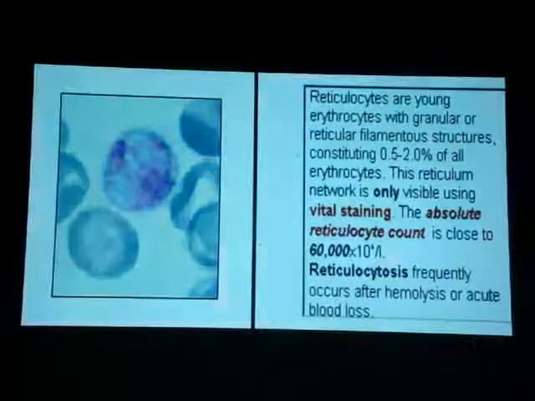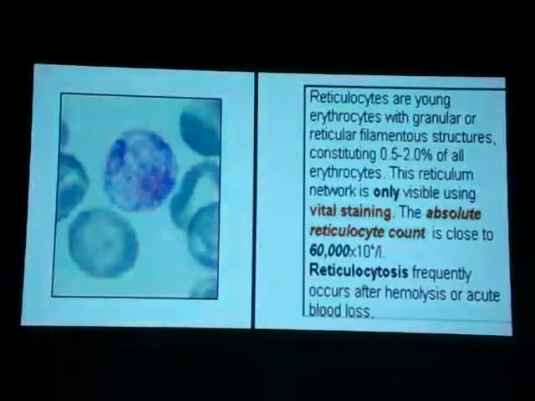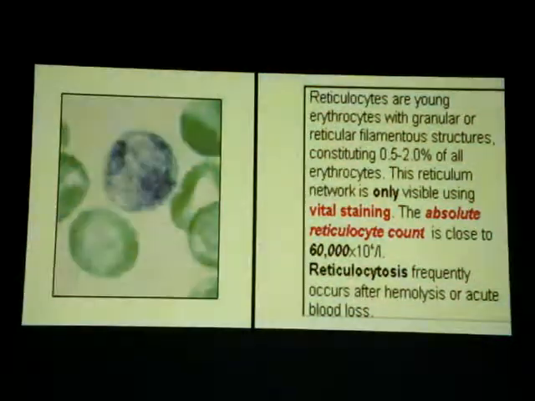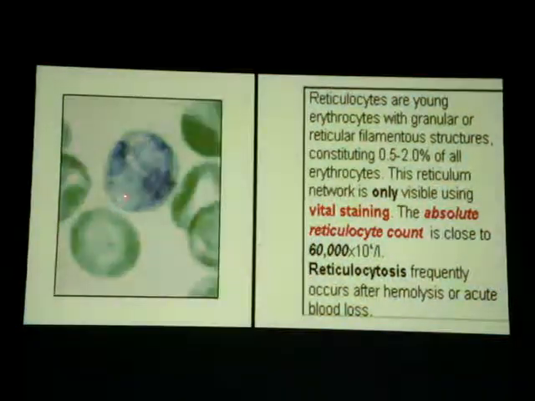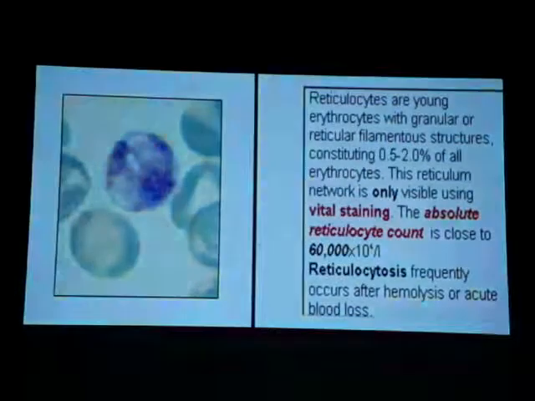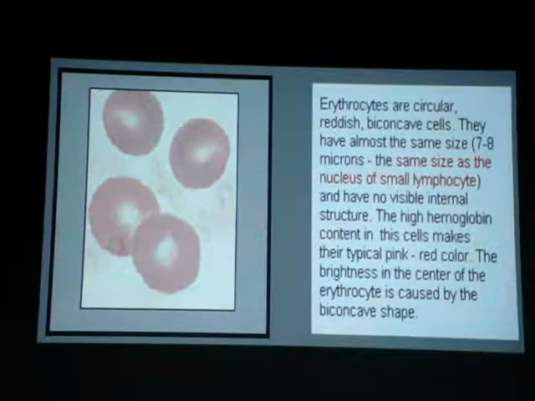And then this cell will require vital staining in order to be identified, so you will not be able to see them in your smears. And then that should be the regular appearance of mature red blood cells, which we have already discussed last time.